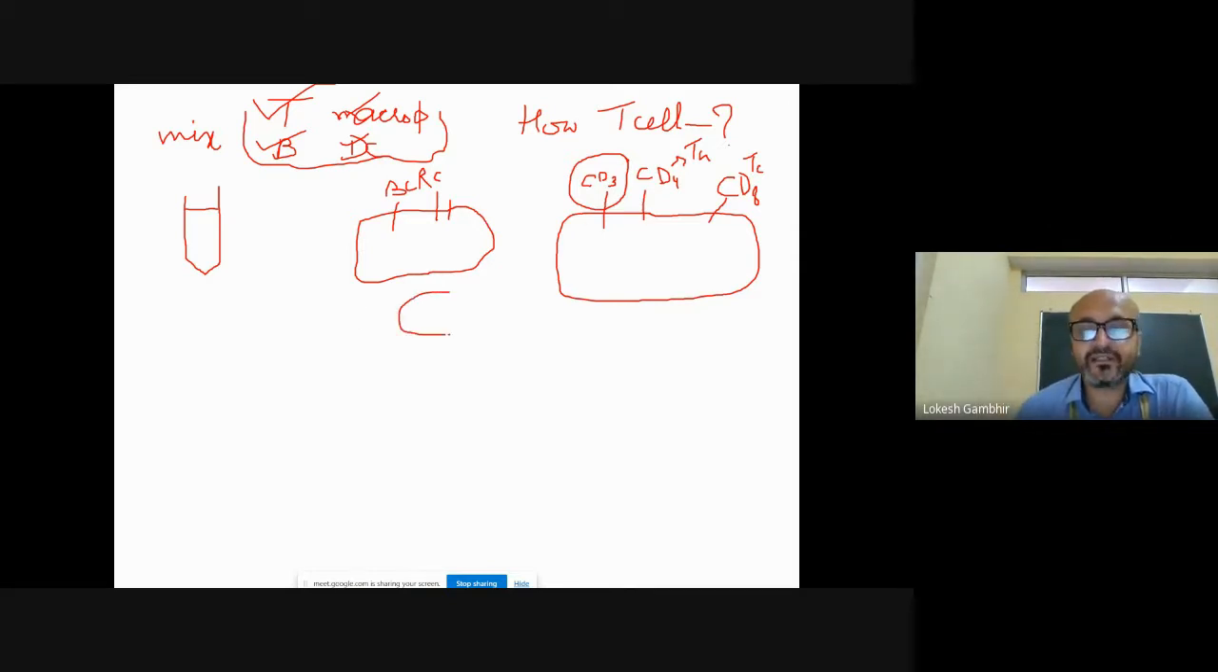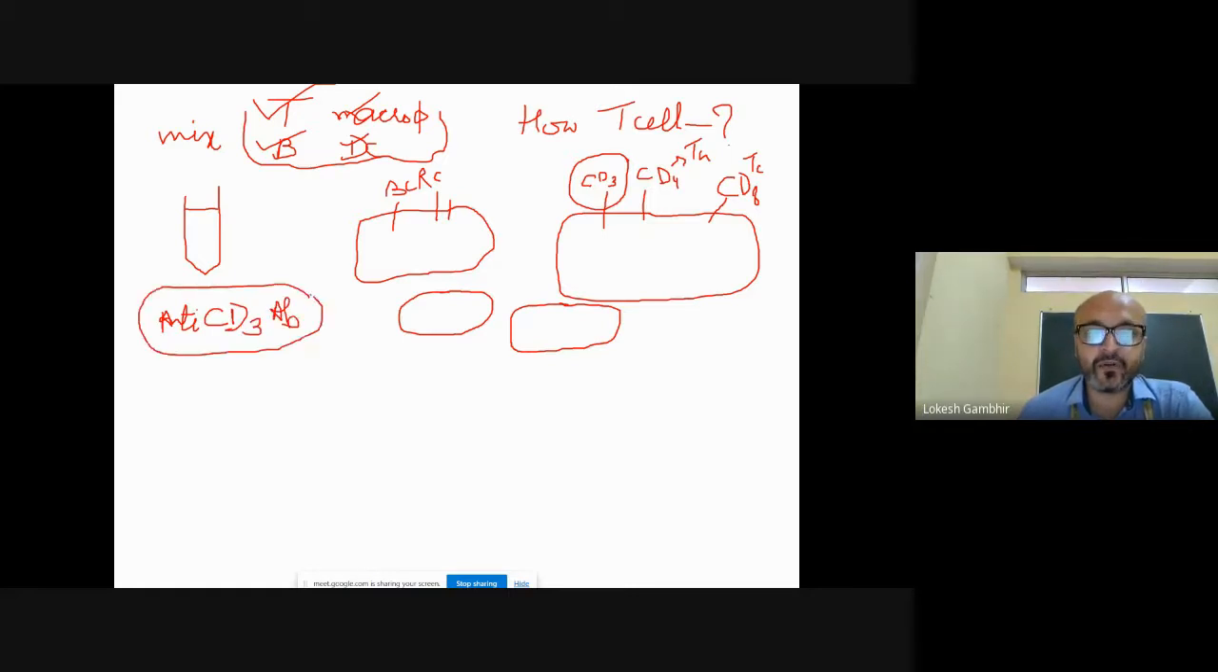Now I have multiple cell types. How can I select this particular CD3? The answer is based on a single concept of affinity binding, that is, anti-CD3 antibody. You will be using these antibodies. These antibodies will be specific for CD3 only. So they will bind to the CD3 molecule and they will never bind to any other cell in the mixture.